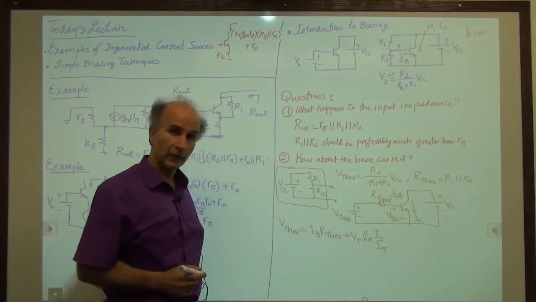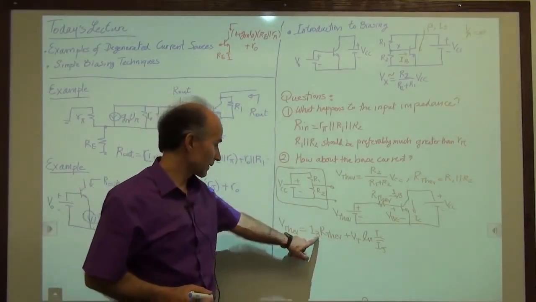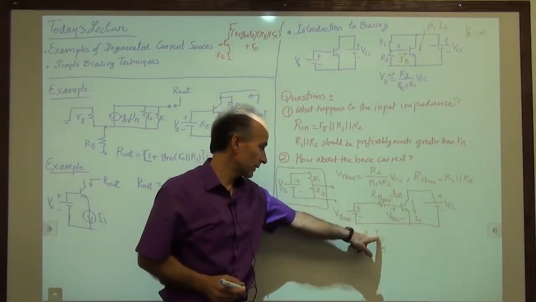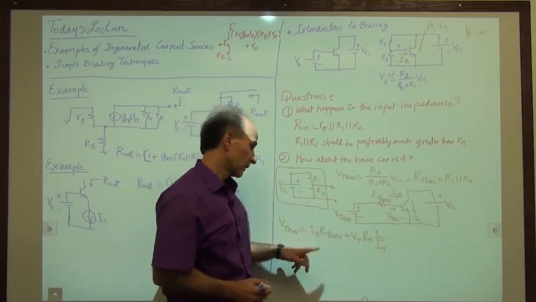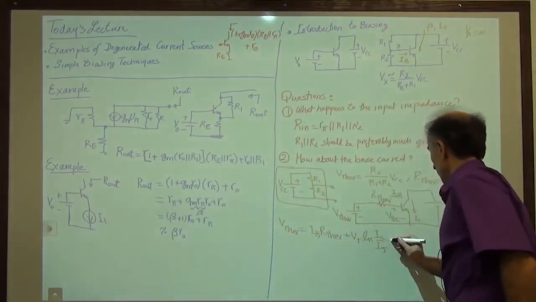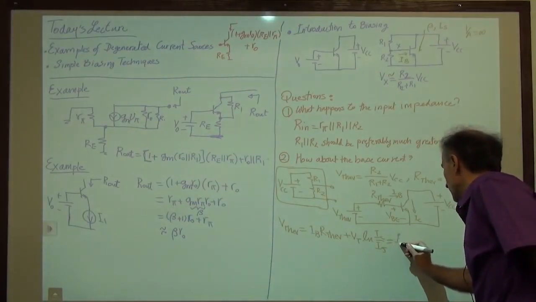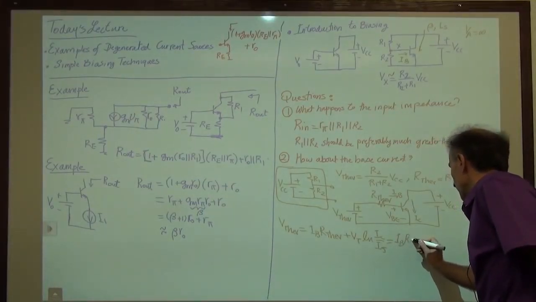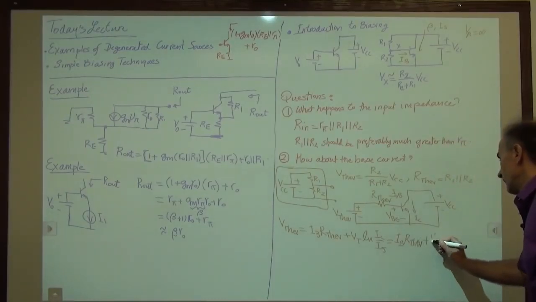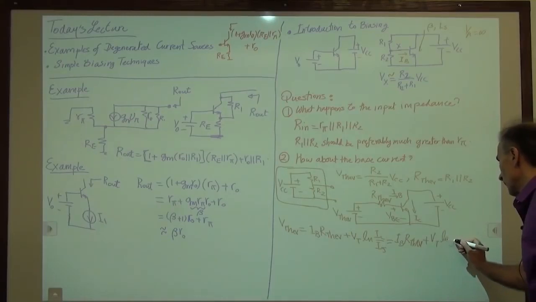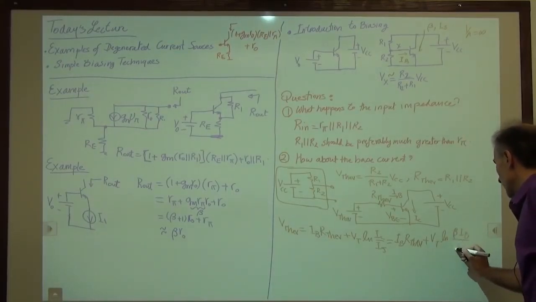How many unknowns do we have here? Well, IB is unknown and IC is unknown, but IC is just beta times IB. So I can write that like so. IB R Thevenin plus VT log of beta IB over IS.